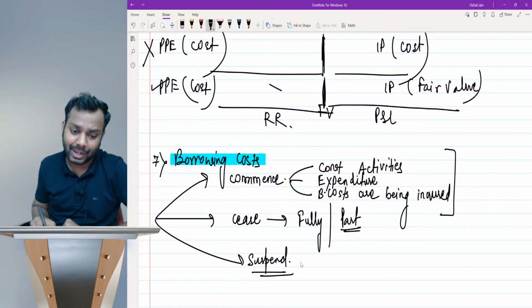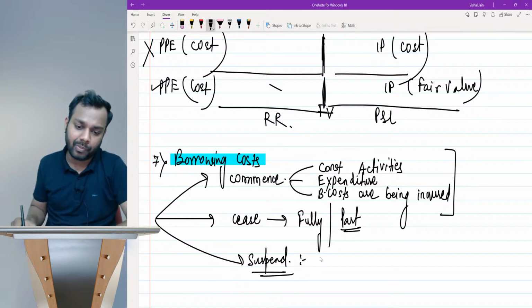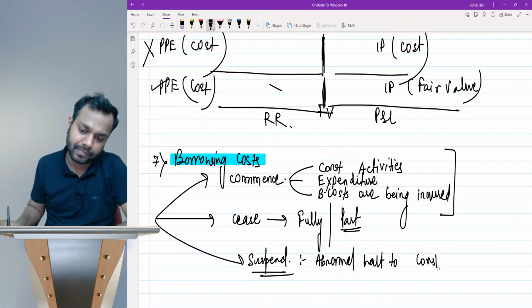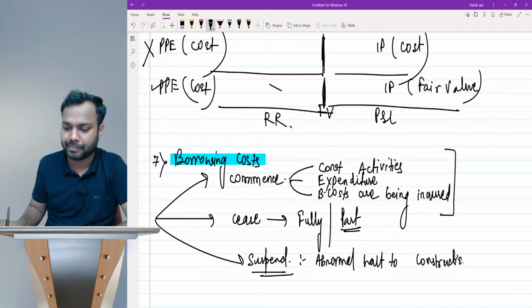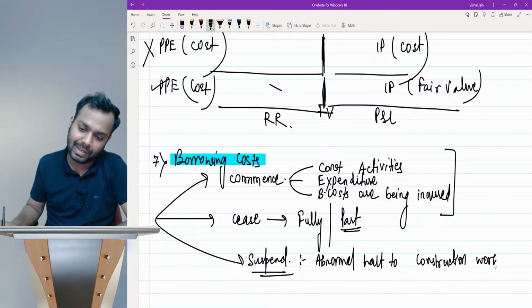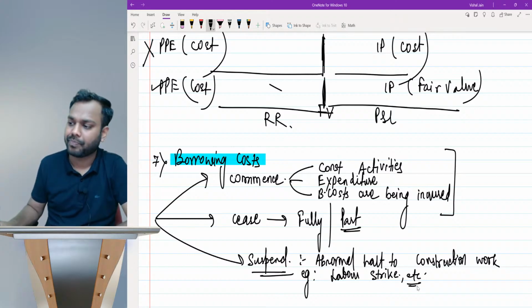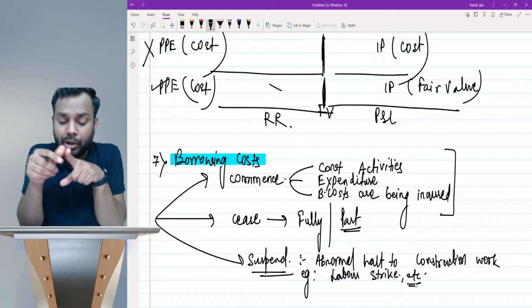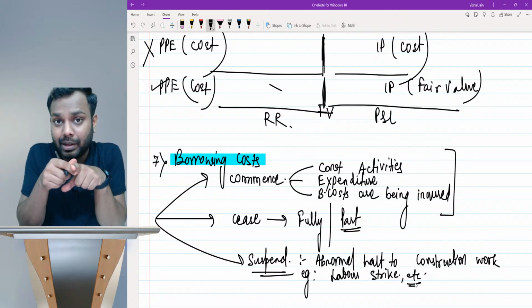Suspend. When can we suspend? We can suspend when there is an abnormal halt to construction work. An example is a labor strike. Is that clear, guys? So that covers when the borrowing cost capitalization can commence, when it can cease, and when it can suspend.